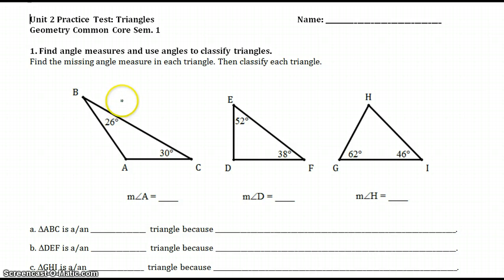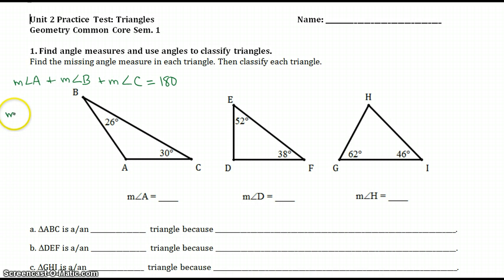So we need to find the angle measures and then classify these triangles. Well, we know that all three angles of a triangle have to add up to 180 degrees. So measure of angle A plus the measure of angle B plus the measure of angle C has to equal 180.